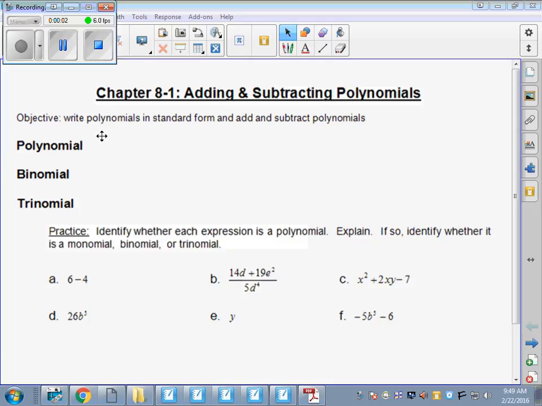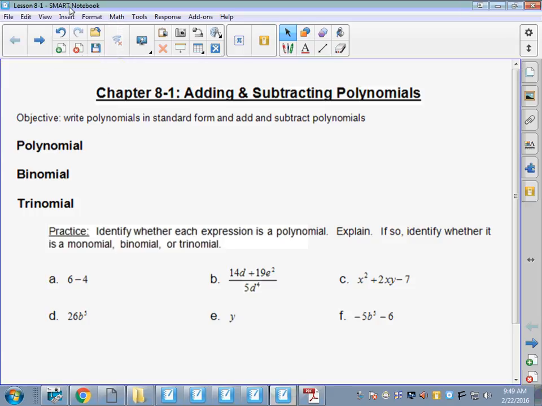All right, welcome to section 8.1. Chapter 8, we're going to be talking about polynomials. It's actually quite a large chapter. We're going to do the first 4 sections and then we'll test on those and then we'll move on to the rest. So first of all, we need to talk about polynomials, binomials, and trinomials.